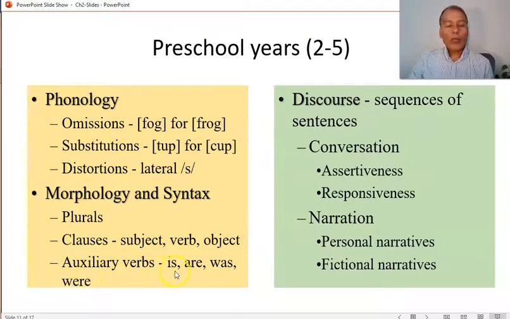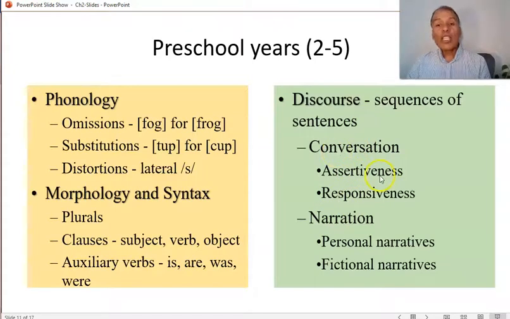And auxiliary verbs are the verbs like is, are, was, were, and like I am writing. We are. They have functions like indicating the tense of the verb, or indicating the condition, and so on. So children between 2 and 5, they master these. Discourse is the production of connected speech. It is speech beyond one sentence. Conversation and narration.